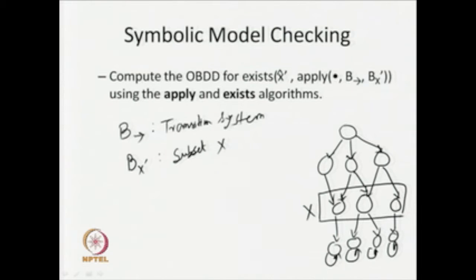Now, in B arrow, the BDD of the transition system, we are having all the variables x1 to xn and x1 prime to xn prime. In Bx prime, we are having only the prime version of the variables. Okay. Now, when I use this apply operation, the dot operation, what does dot do? It is going to give me the intersection of two sets. Already we have mentioned that if you apply this dot operation, it is going to give me the intersection of two sets of states.